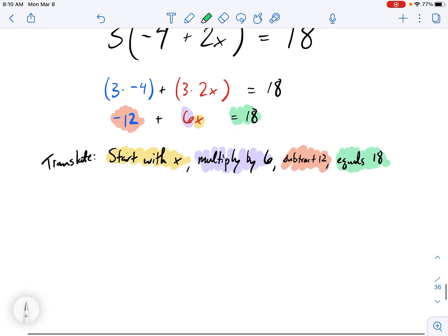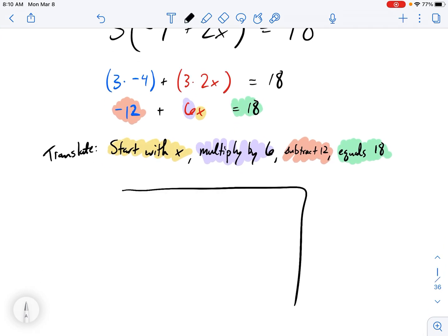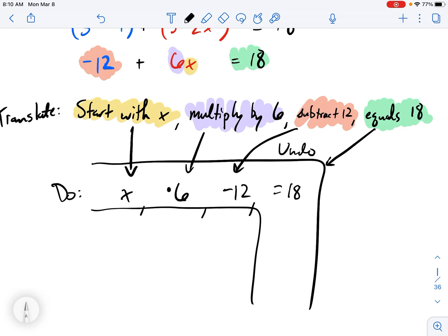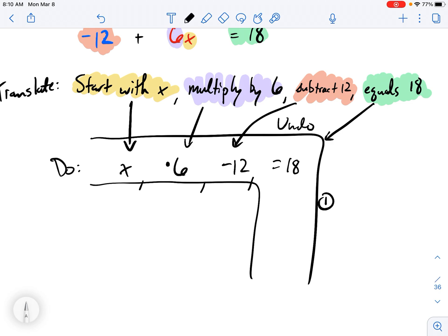All right, so now we can use the do and undo. So here's the do part, here's the undo part. And after we do and undo, I'm going to show you how to write this in algebra, okay? So we start with x, then we multiply by 6, then we subtract 12, and then it equals 18, okay? Now the undo, remember, we go backwards and opposite, right? Backwards and opposite. So the opposite of -12 is +12. Opposite times 6 is divide by 6. And then we're at equals x, okay?